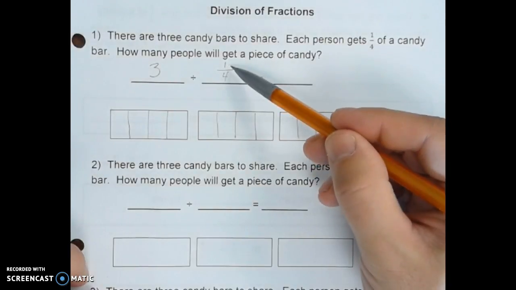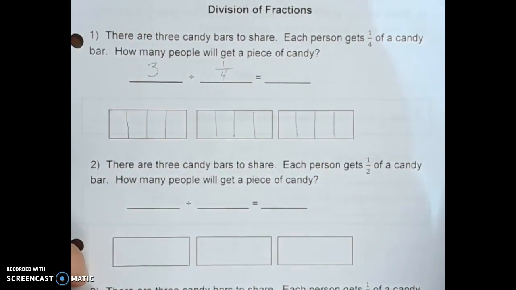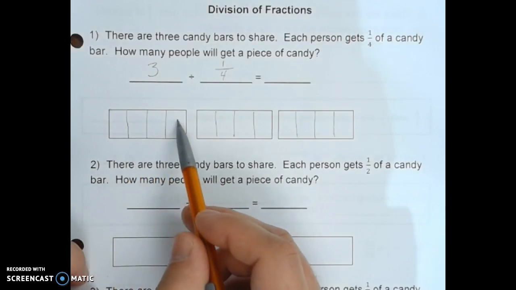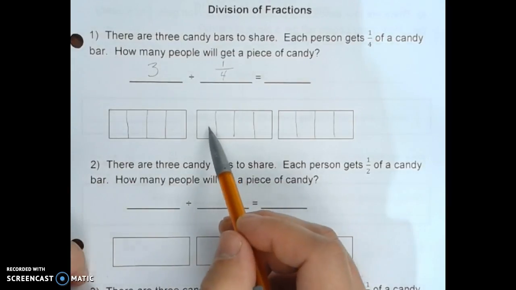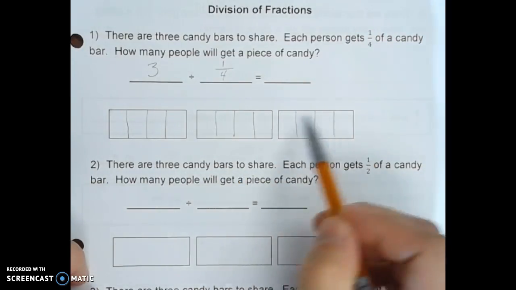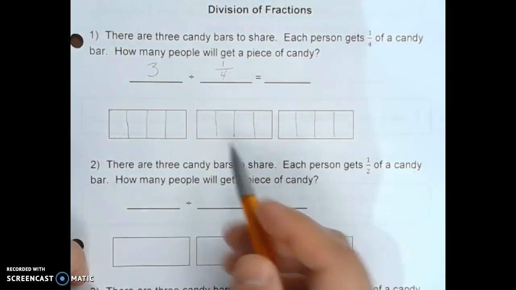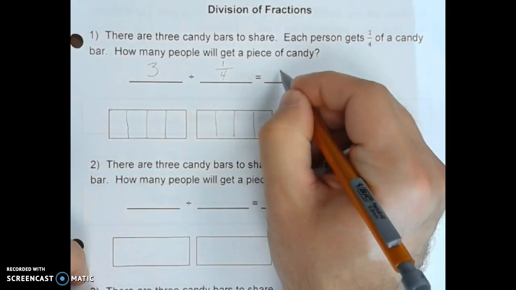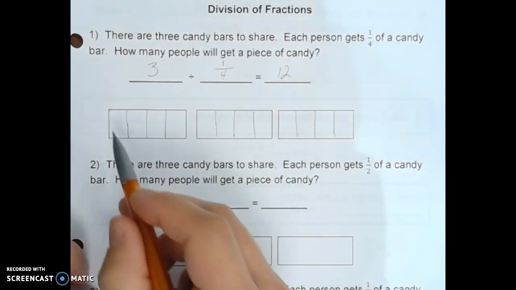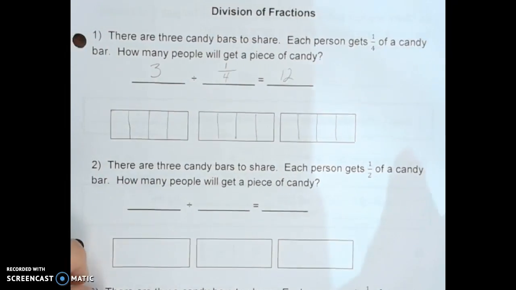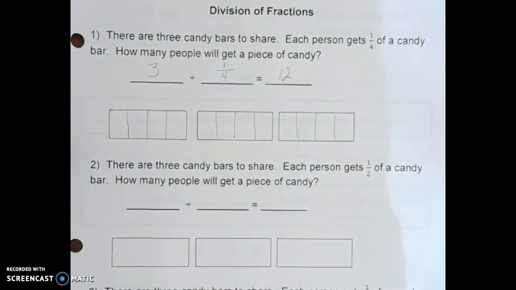Each person is going to get 1/4 of the candy bar, so I'm going to count up how many 1/4s there are in my 3 candy bars. Well, I see there's 4/4 in this candy bar, and there's 4/4 in this candy bar, and there's 4/4 in this candy bar, so that makes a total of 4, 8, 12 people that would be able to get a piece of candy. 1, 2, 3, 4, 5, 6, 7, 8, 9, 10, 11, 12. So 3 divided by 1/4 is going to have a value of 12.